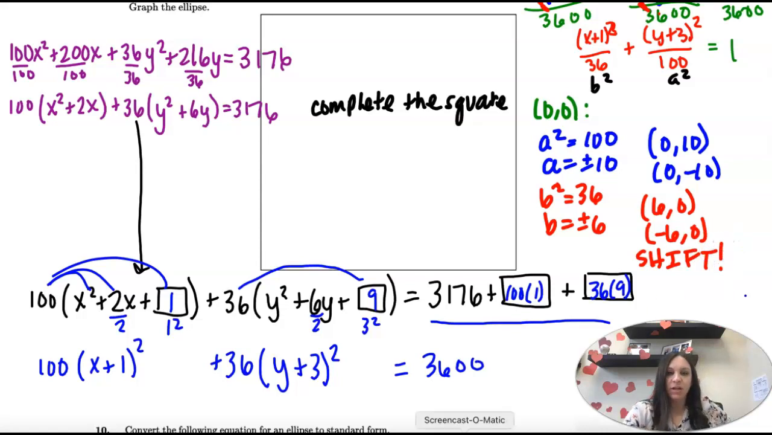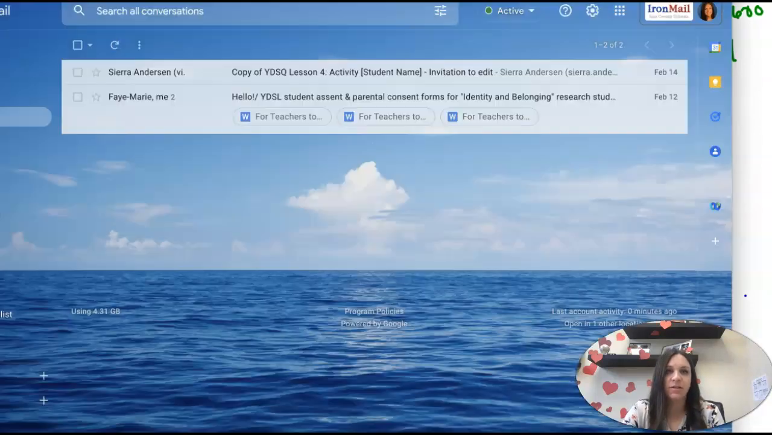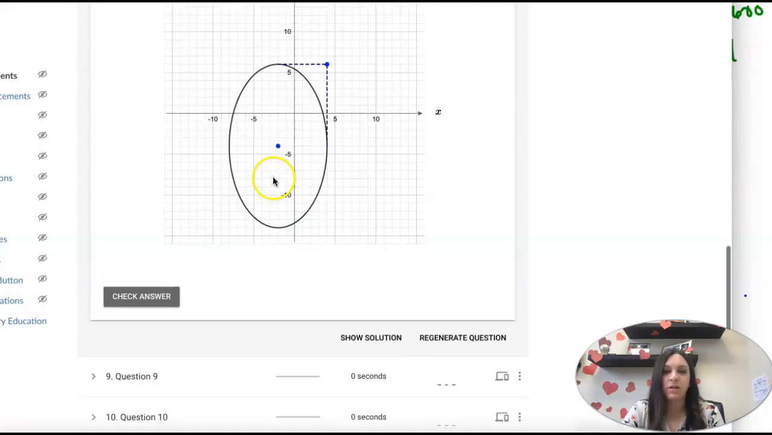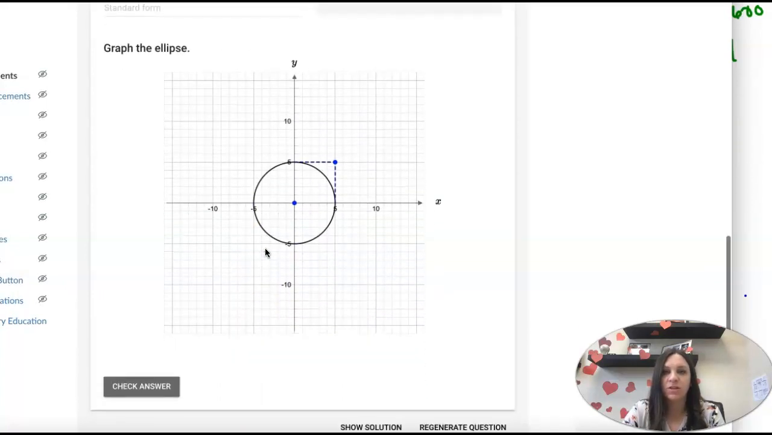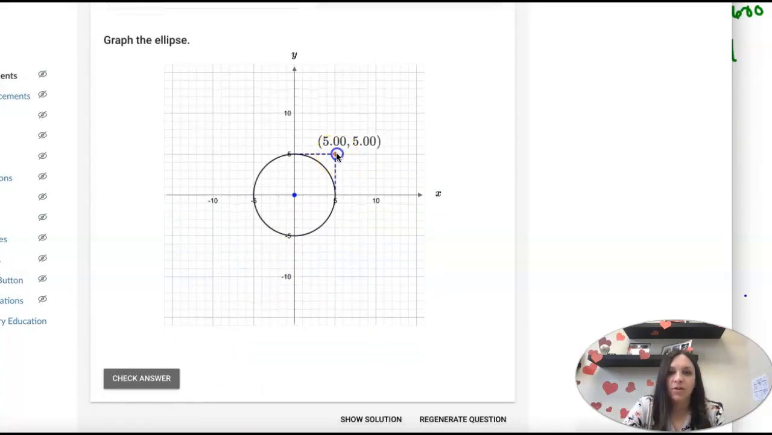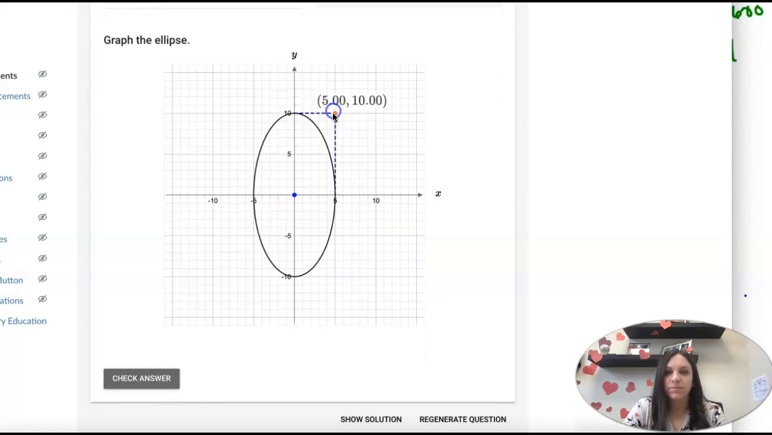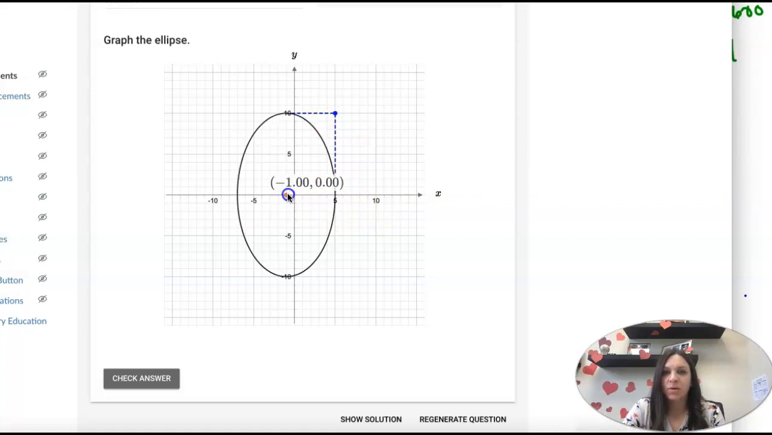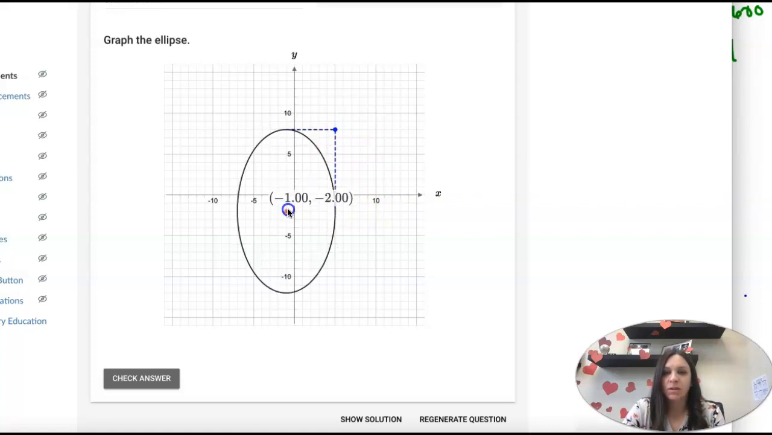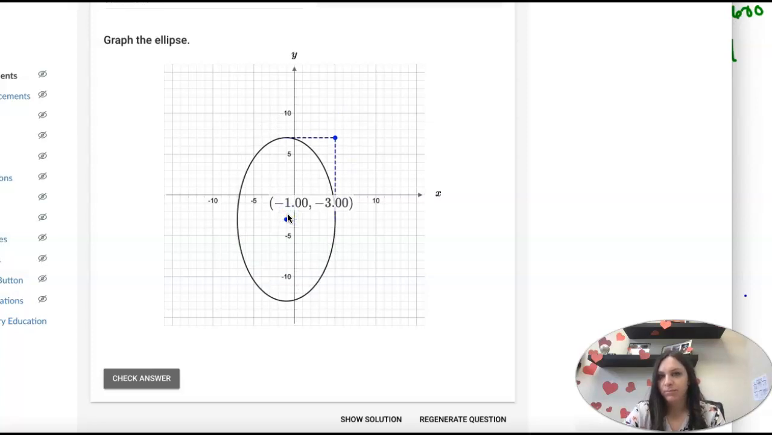Okay, so let's go look at a graph and graph this. Okay, so I'm going to open number 9. It's a different question, but our vertices are at 10, -10. Our co-vertices are at 6, -6, and we're shifting back 1, down 3. So that would be our graph.